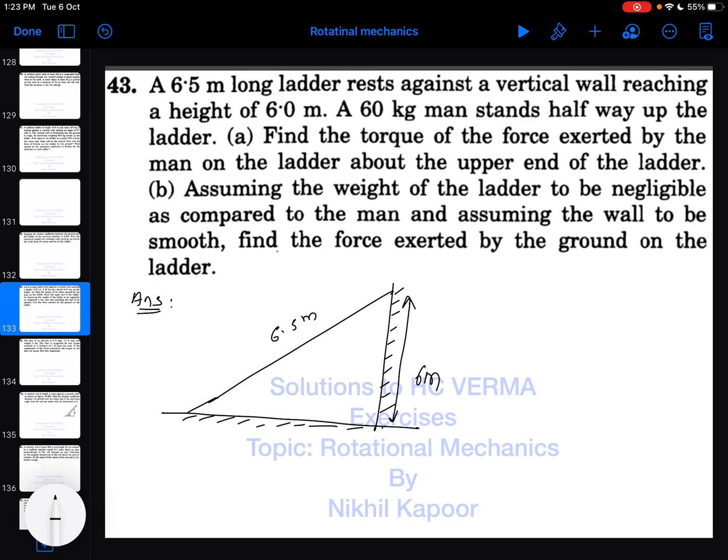A 60 kg man stands halfway up the ladder. So the 60 kg man stands halfway here, so his weight would be acting downward, 60g, up the ladder. Find the torque of the force exerted by the man on the ladder about the upper end. So we need to find torque about this upper end, say B. Here, not the center, this is point C. The complete length is 6.5 meter.